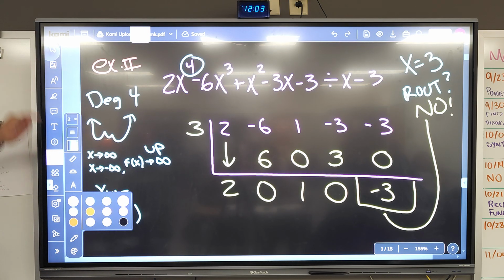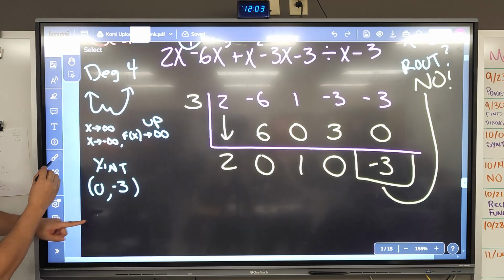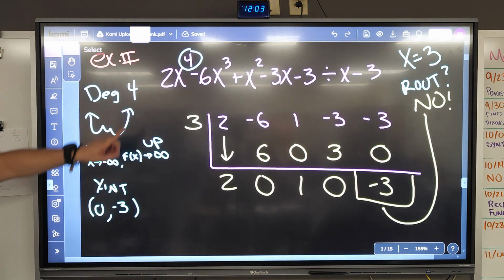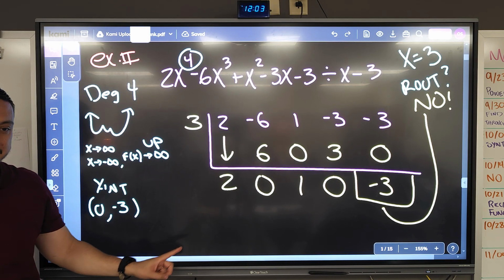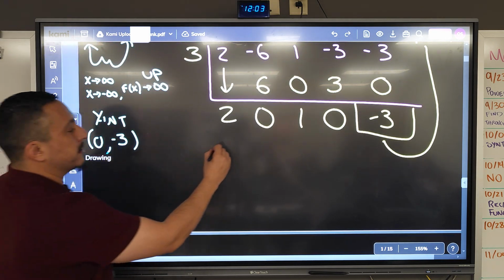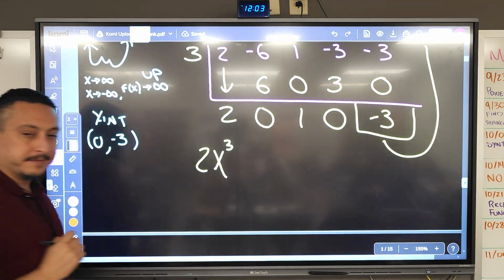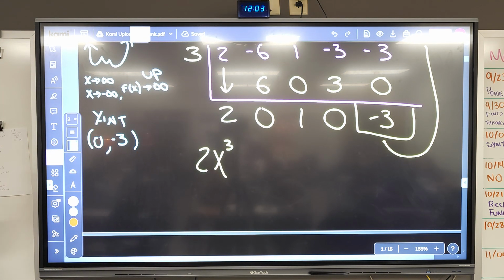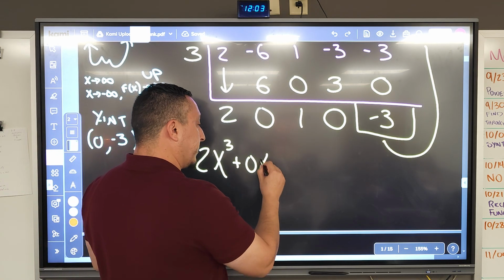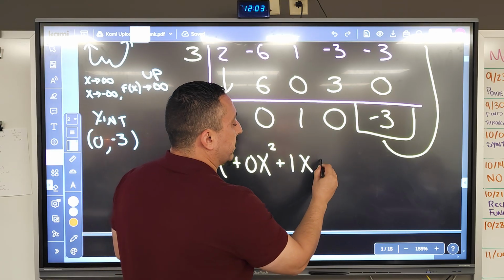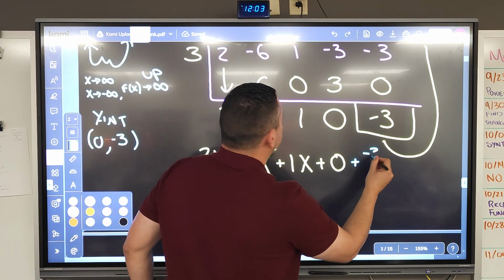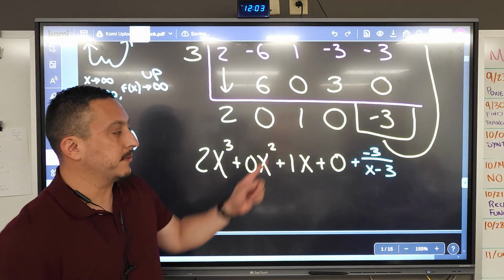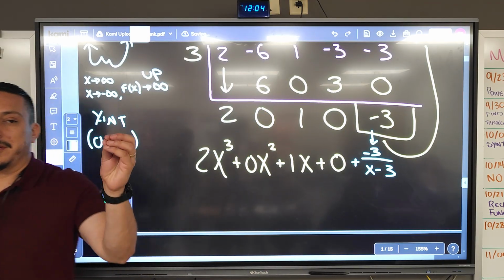Let's interpret our answer. This is a point of confusion for some students. You're starting with x to the 4th. Your answer will be 1 less power. So your answer will start with x to the 3. So 2x to the 3. Now, this one time I'm going to write the zeros in there, but we usually don't. But just so you can see: 0x squared plus 1x plus 0 constant. And then the confusing one is your remainder, where you just do -3 over. It's always just whatever the remainder is over what you're dividing by.